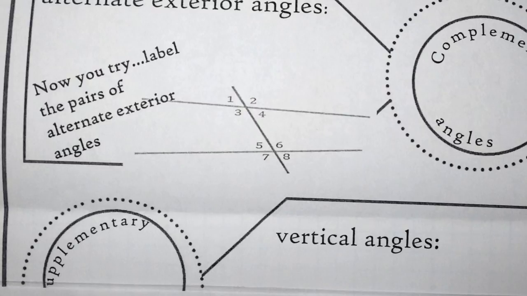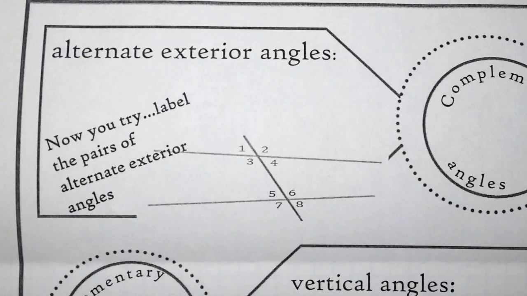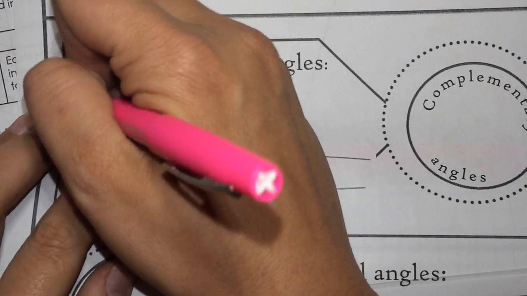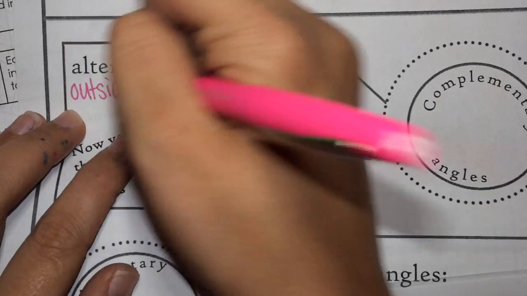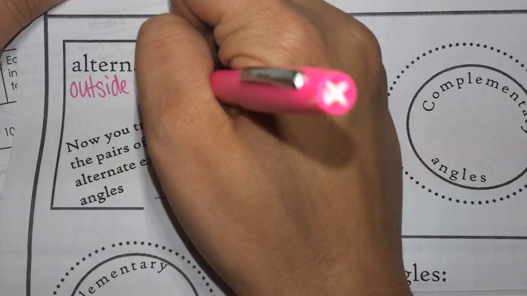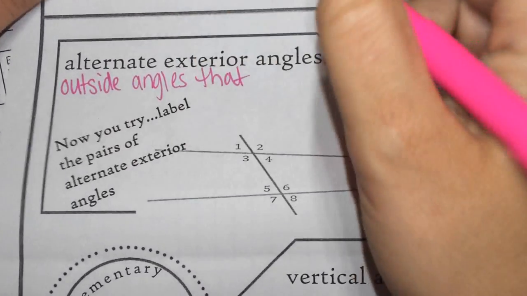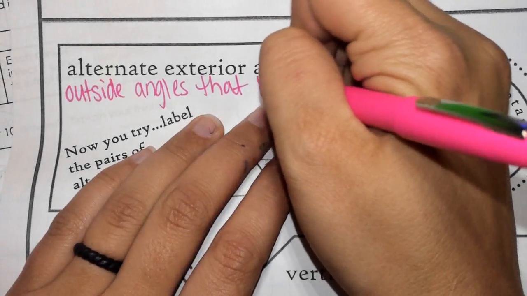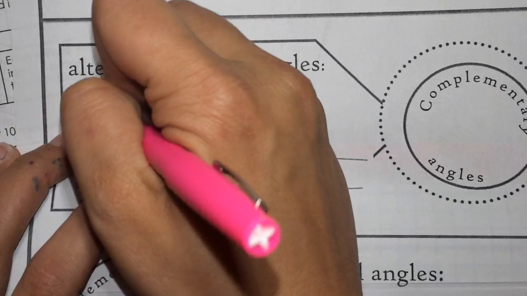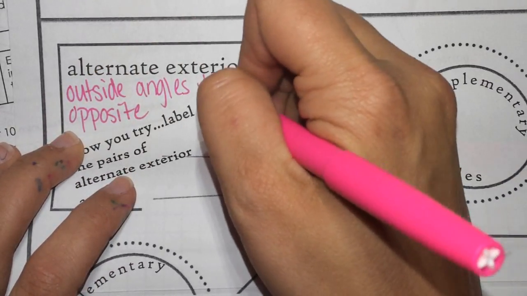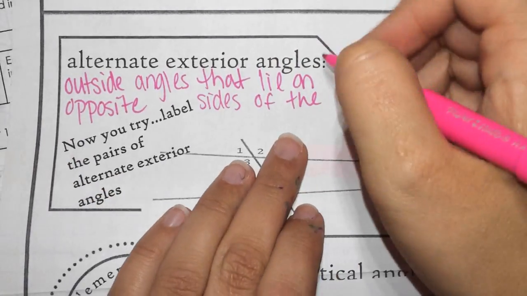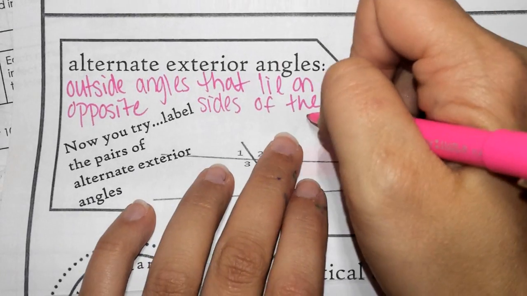Alright, so if alternate interior angles are on the inside of two parallel lines, what would exterior angles be? On the outside. So, outside angles that lie on opposite sides of the, and what word do we use? What's it called? Transversal.